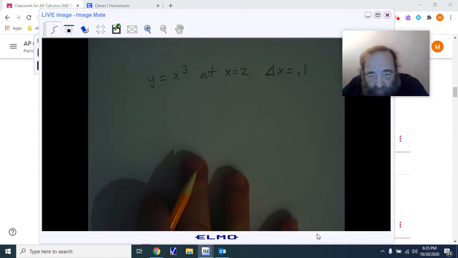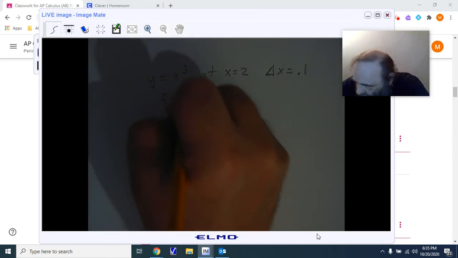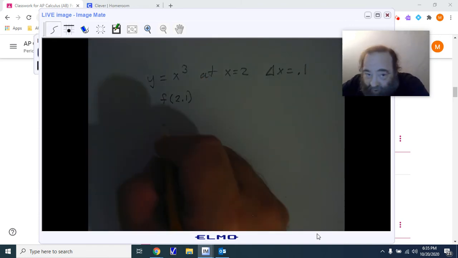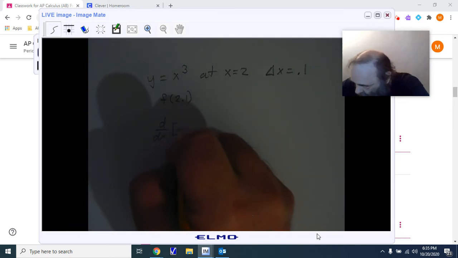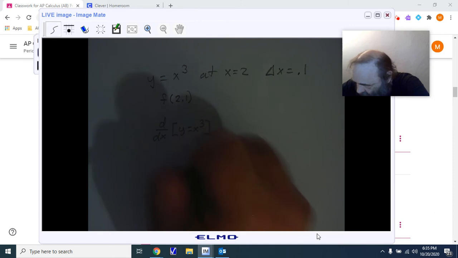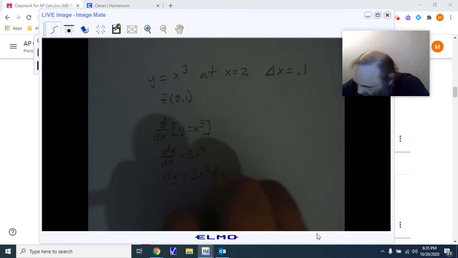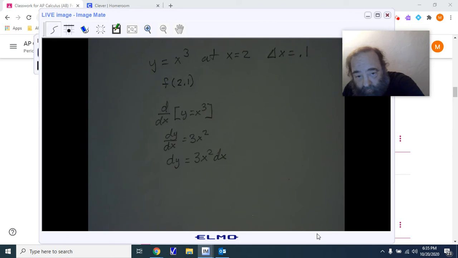So here's our question. We want f of 2.1. This is an approximation. So the first thing I want to do is find my differential. That's the derivative of y equals x cubed. dy/dx equals 3x squared. dy equals 3x squared dx.